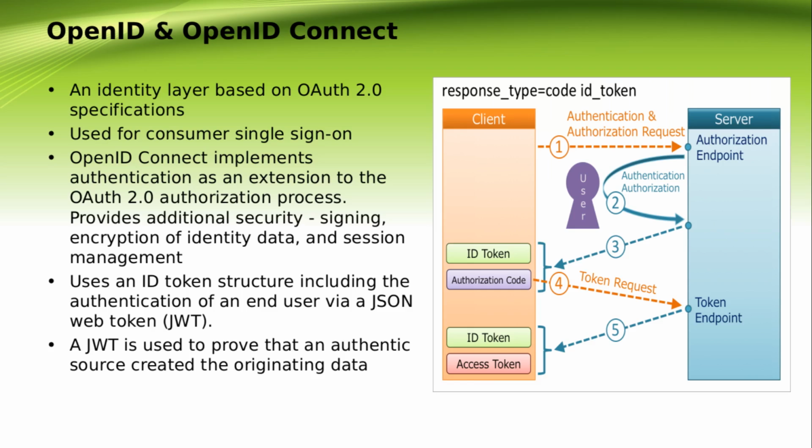Authentication takes place through one of three flows. One is the authorization code flow, which returns an authorization code to the client, which then exchanges it for an ID token and access token. The second is the implicit flow, which eliminates the token endpoint. All tokens are returned from the authorization endpoint. And third is the hybrid flow, which can have some tokens returned from the authorization endpoint and some returned from the token endpoint.